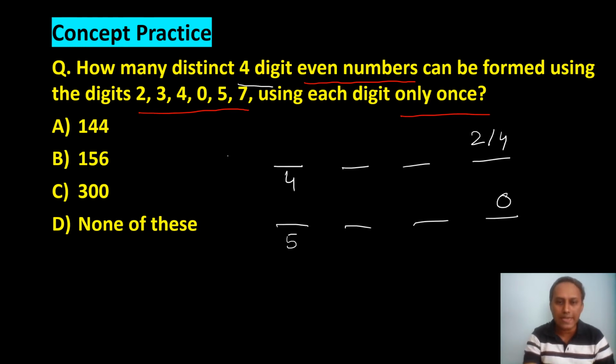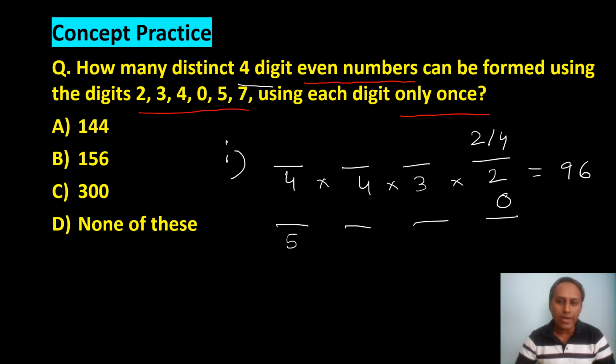So first case, when 2 or 4 is at the last place, that is, the last place can be filled in 2 ways. The first place can be filled in 4 ways. The second place can then be filled with the remaining 4 digits in 4 ways. Then the third place in 3 ways, into 2. So the total is 4 into 4 into 3, that is 48, into 2, 96.